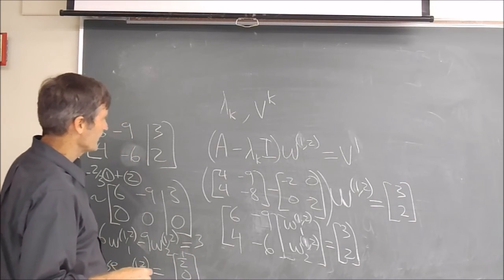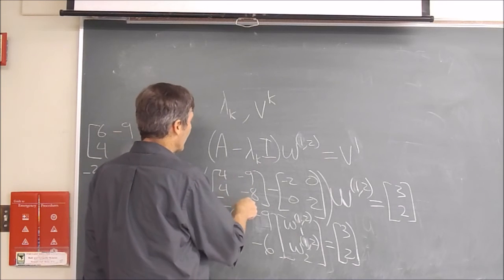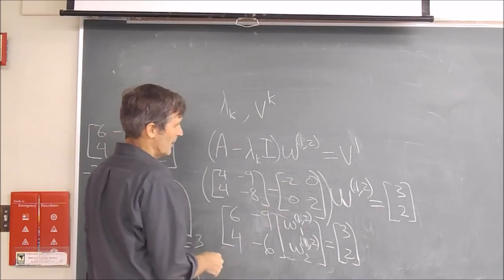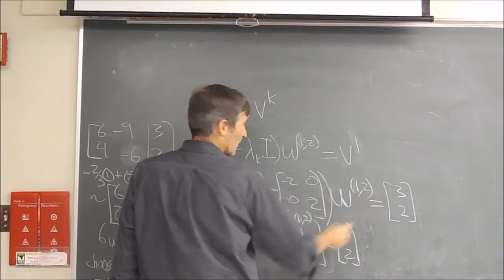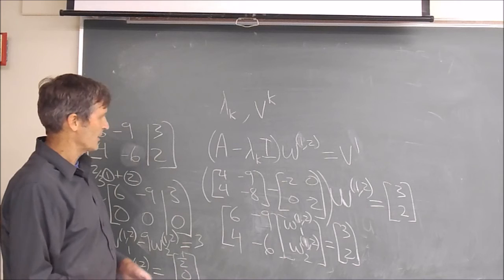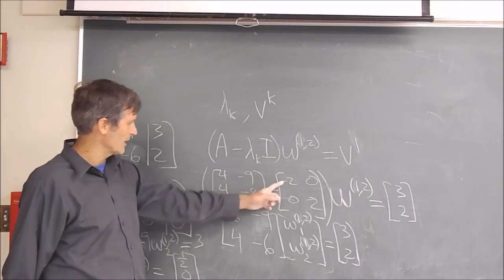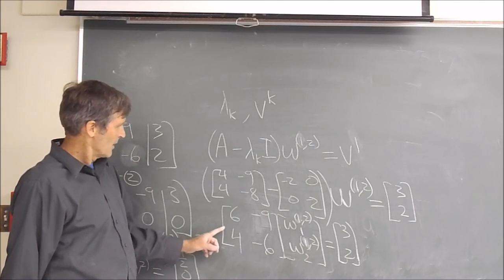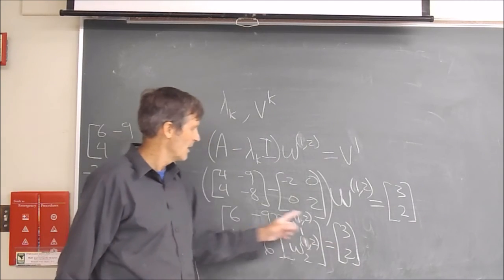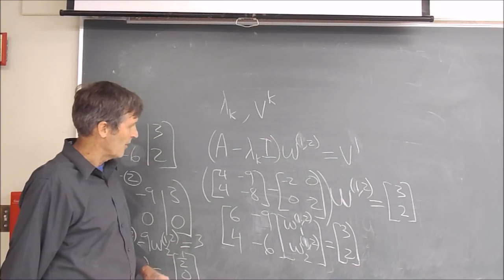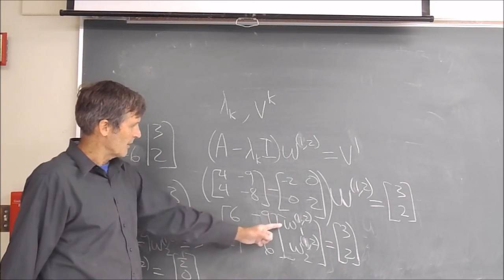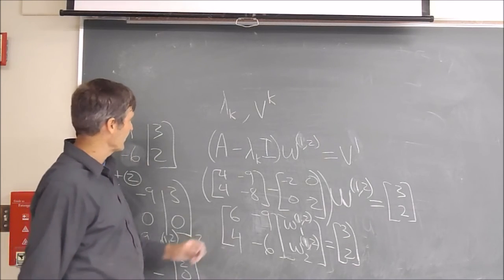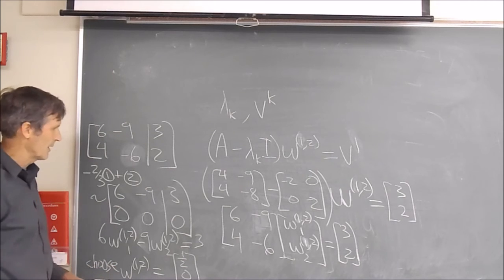Now, here's A minus lambda times the identity, with eigenvalue lambda equals -2, times W equals, here was our one eigenvector we have. That's this system, right? 4 minus the -2 gives me 6, -8 minus the -2 gives me -6. So I have this system to solve for the generalized eigenvector W. Well, I know how to solve systems of linear equations, right? I just try and use elimination.